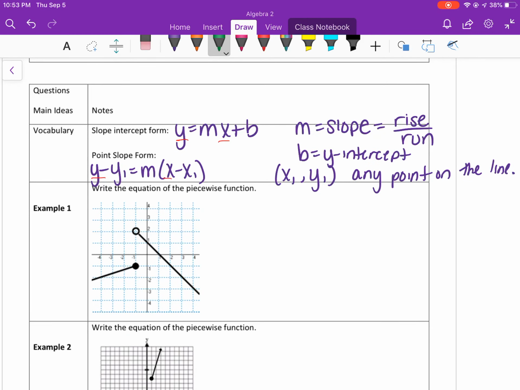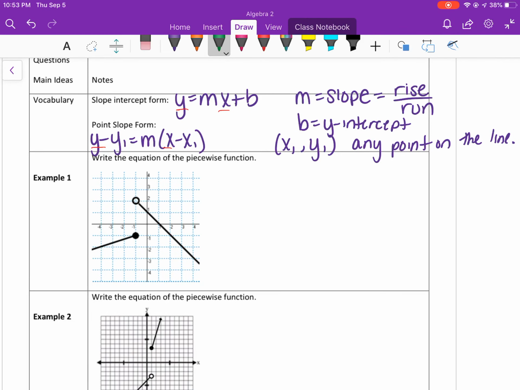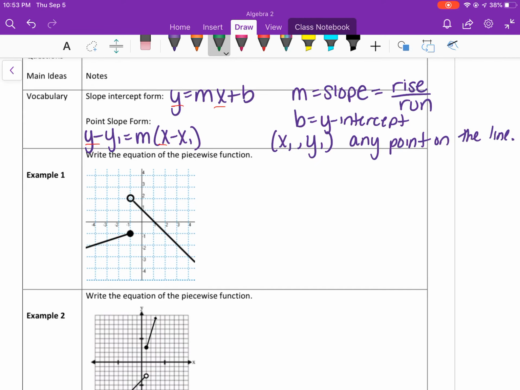Okay, so here's our first example. Write the equation of the piecewise function. So just like when we graphed it in two pieces, we're going to write the equation in two pieces and then put it back together when we're done. So I'm going to split this in half. And then I need to decide, where does my domain split at? Where does my graph split?